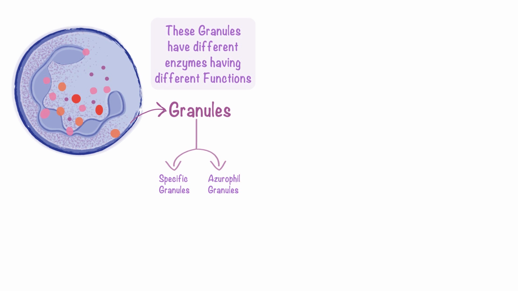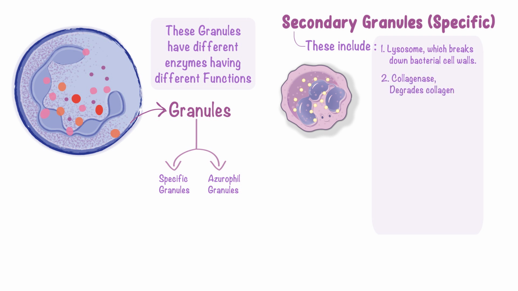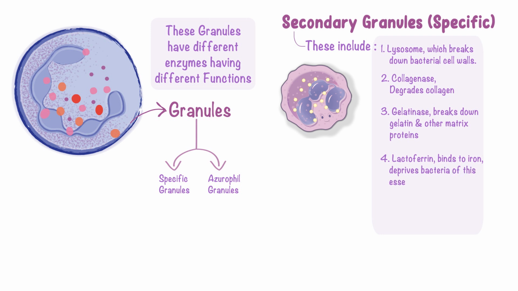Let's first talk about specific or secondary granules. These smaller granules are packed with enzymes that help in breaking down various extracellular components. They include lysozyme, which breaks down bacterial cell walls; collagenases, which degrade collagen; and gelatinase, which breaks down gelatin and other matrix proteins. We also have lactoferrin, which binds to iron and deprives bacteria of this essential nutrient.